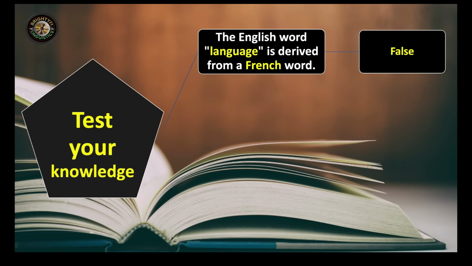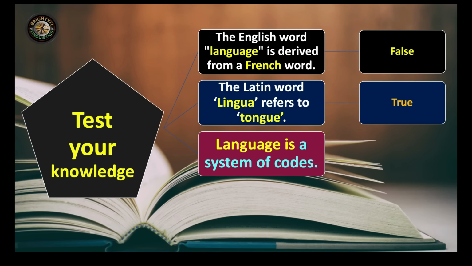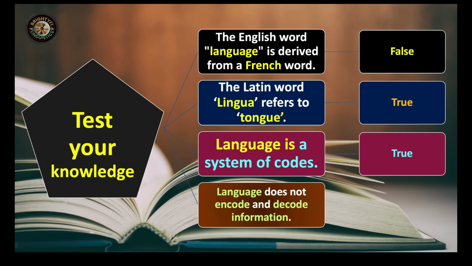Go to another question. Language is a system of codes. Is it true? And of course it's true, because without encoding different codes, we cannot form or construct any word. That is to say, we cannot decode information. We have another question. Language does not encode and decode information. Of course it's false. Language, with the help of different codes, must encode and decode information.